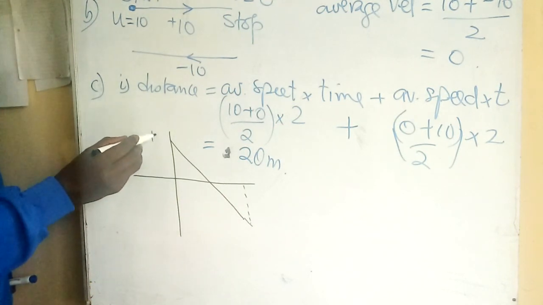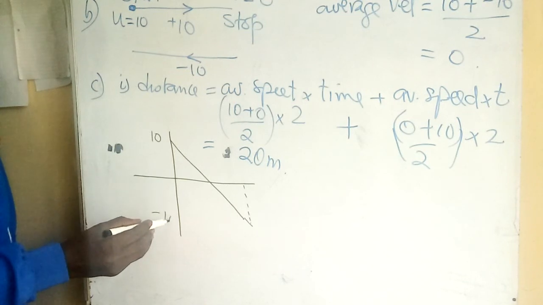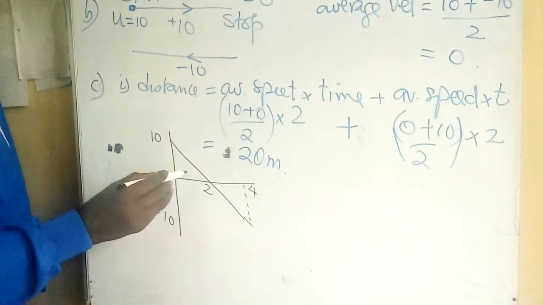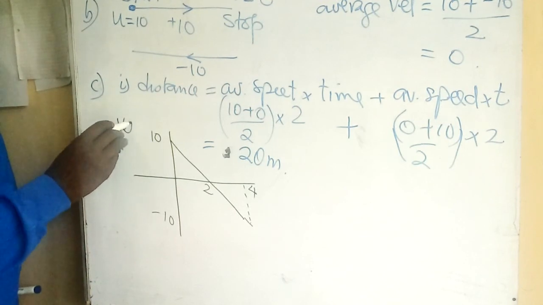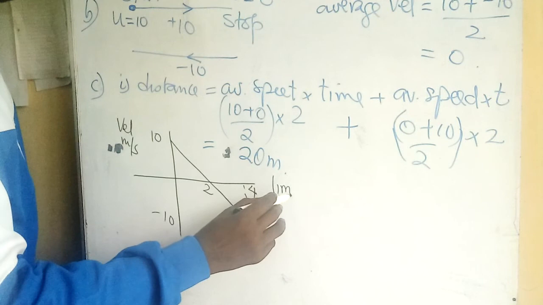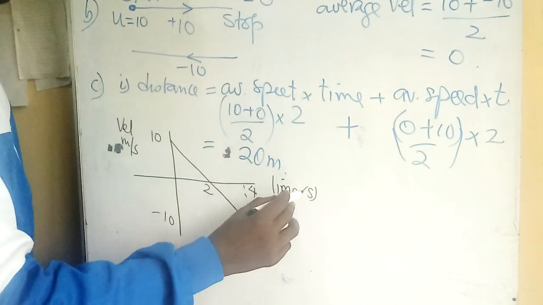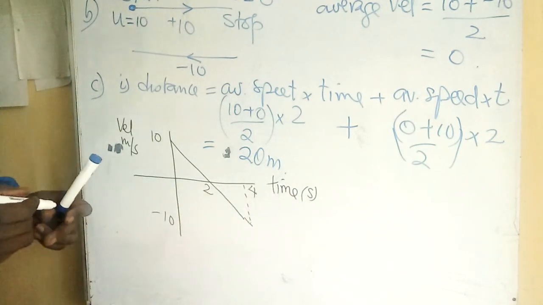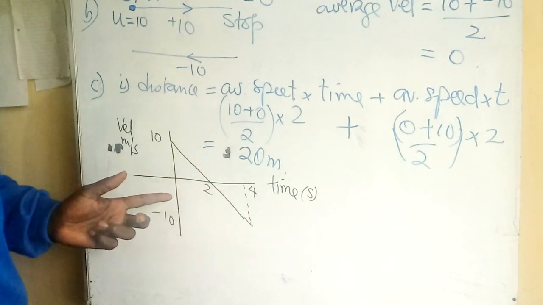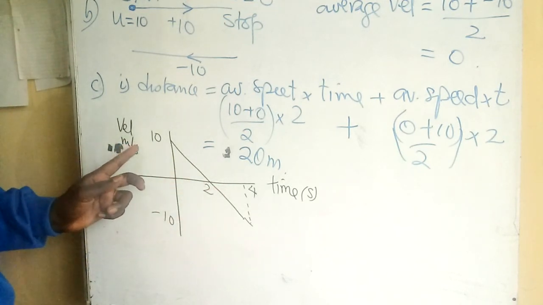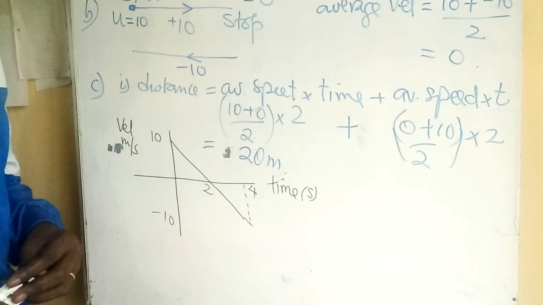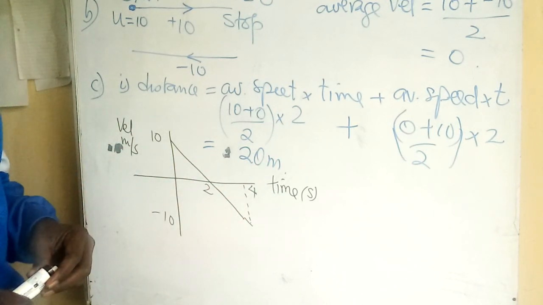So this is 10, this would be negative 10, this would be 2, and this would be 4. This is velocity in meters per second, and this is time in seconds. So I can also get it using the area. Remember, when you multiply velocity times time, you get area.